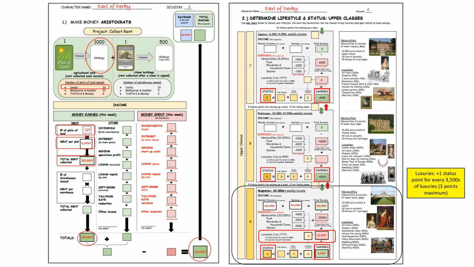So if the other players, if Mary Cannon, for example, knew this, she would understand exactly how unfair the social hierarchy is. She ends session 1 with nothing, and the Earl of Derby ends with status points and savings.